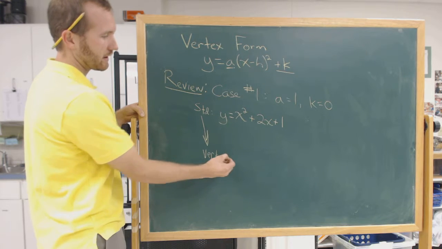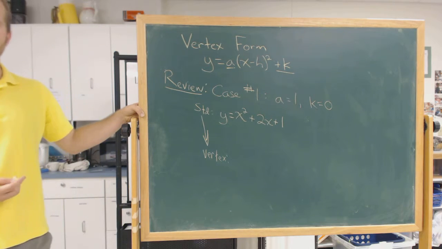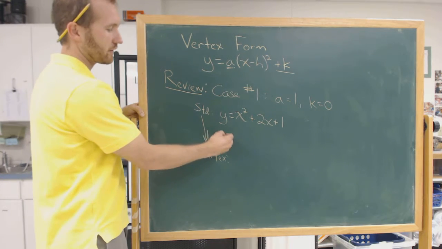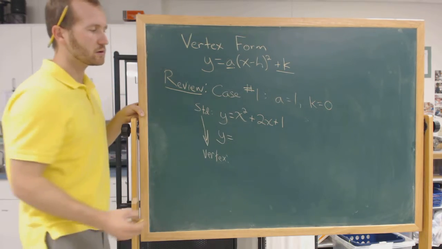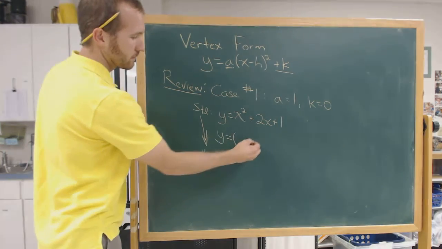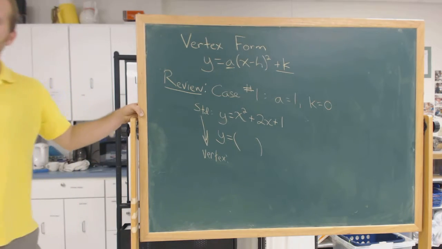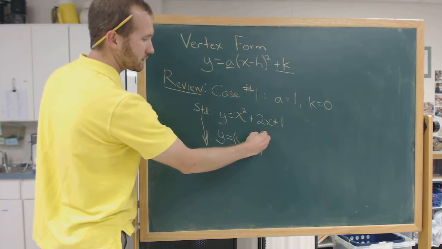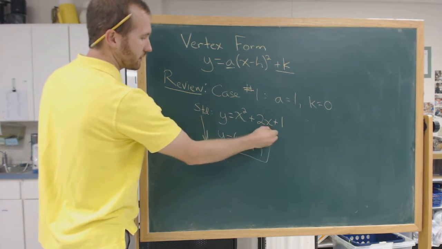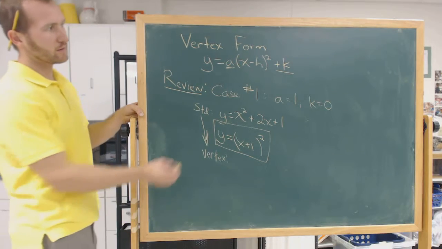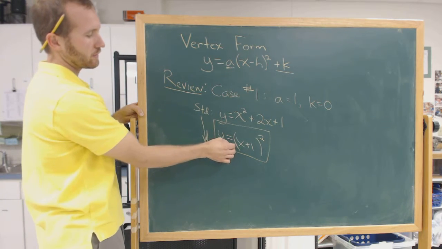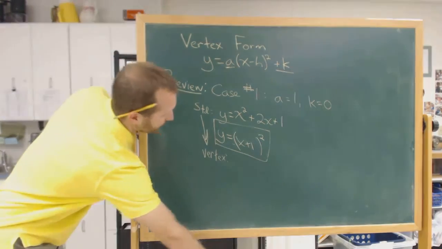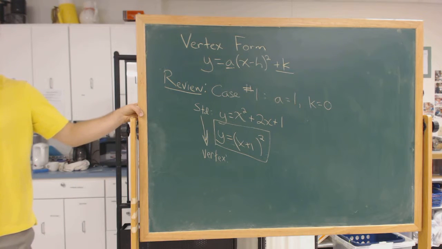For example, if we have y equals x squared plus 2x plus 1, all we really have to do is factor this because it's already a perfect square. Y equals, what are my perfect square factors here? X plus 1 squared. And so this is vertex form. It's just that A is 1, so I don't have to write it. K is 0, so I don't have to write it. Any questions about case 1? You guys did these on your homework.